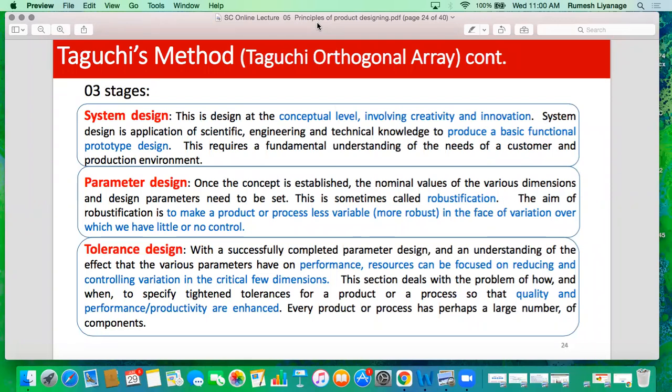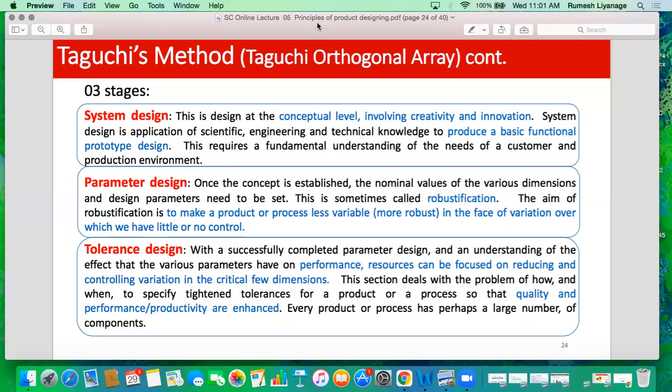This is sometimes called robustification. It means reducing the errors. The aim of robustification is to make a product or process less variable in the face of variation over which we have little or no control. All these factors are now fixed. RPM is fixed. The dimensions, the speed, the voltage and the feeding rate, all these factors are now fixed. We call it parameter design.